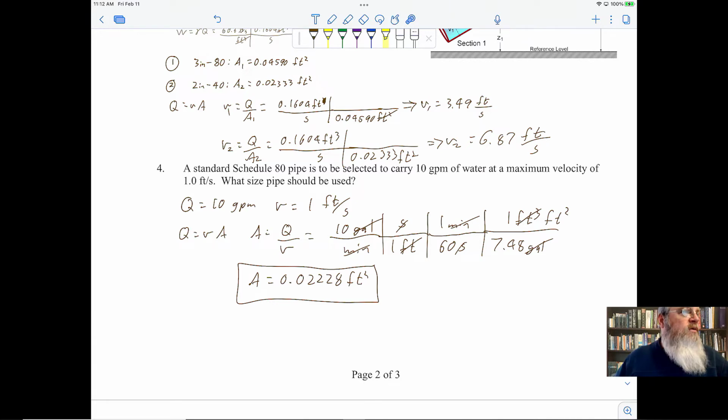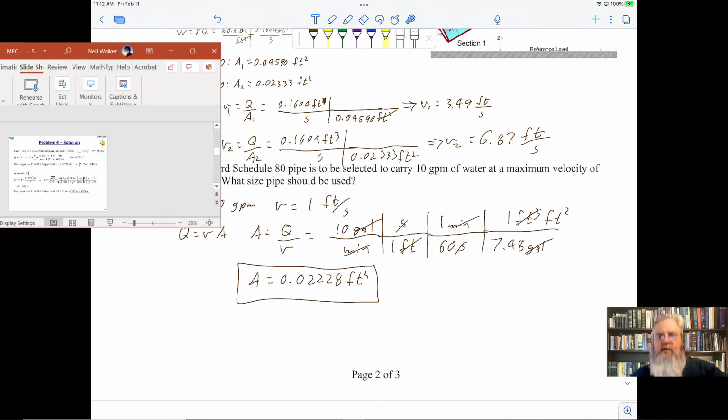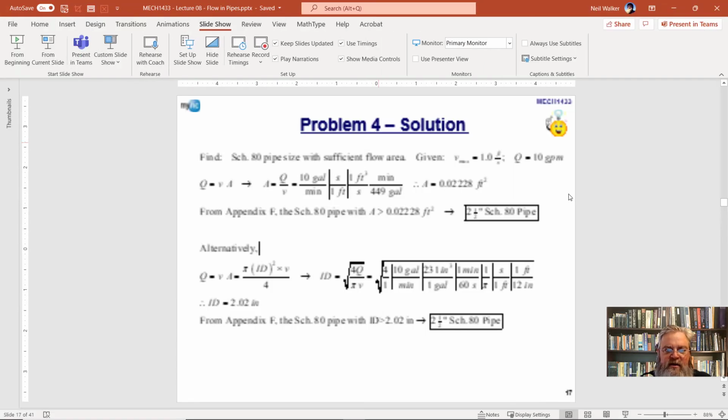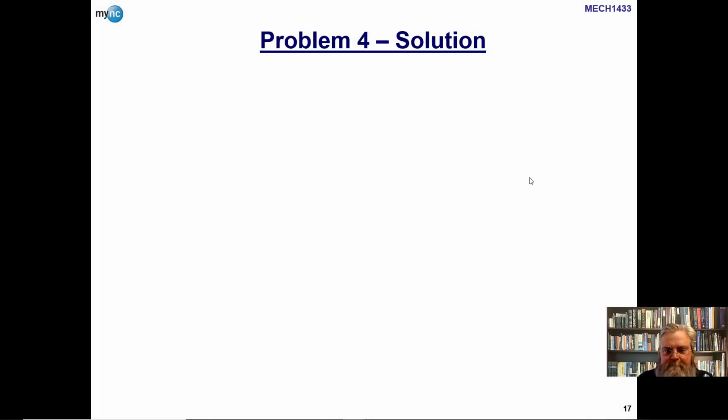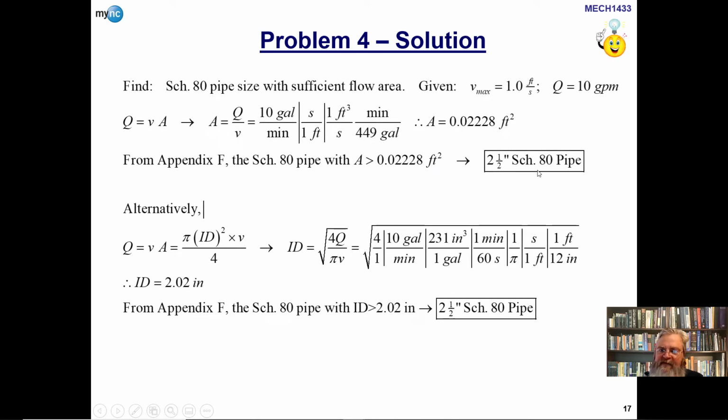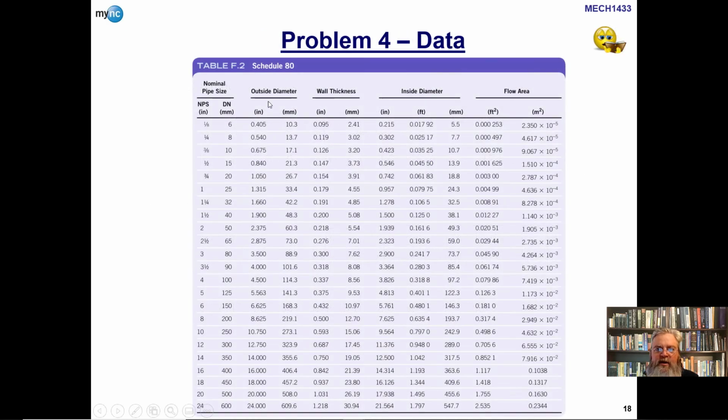If we take that size to Appendix F, is it? The pipe tables in the back of the book. I think what we end up with is a 2.5 inch Schedule 80 pipe. And the way that we do it is, here's Schedule 80, and here's the smallest pipe they have, presumably the cheapest pipe. Will it do? No, because its area is this.